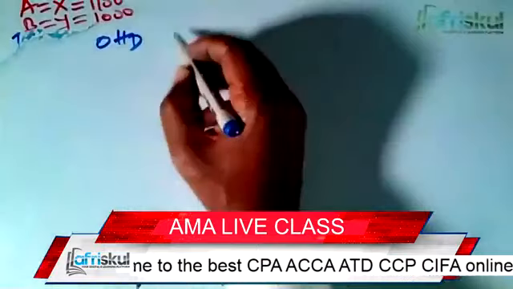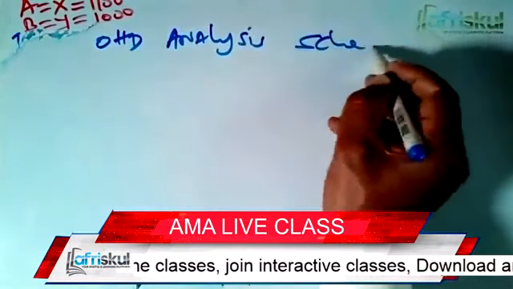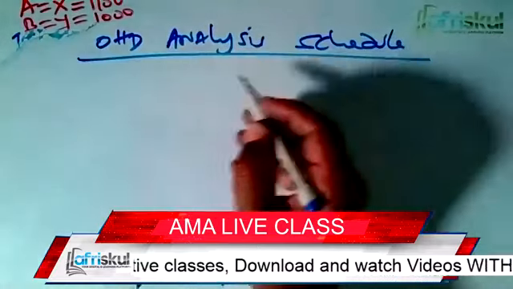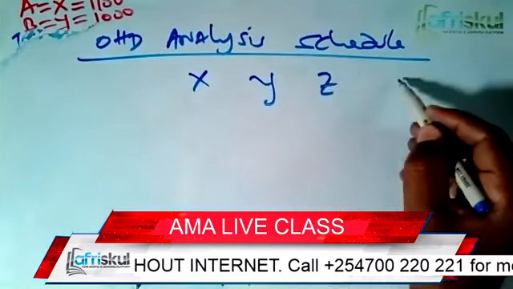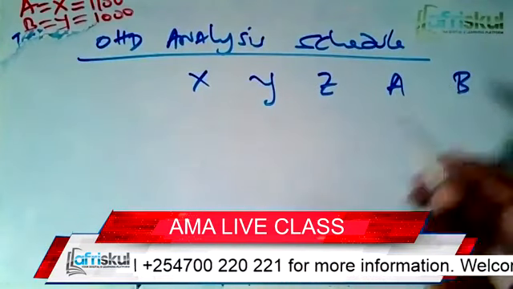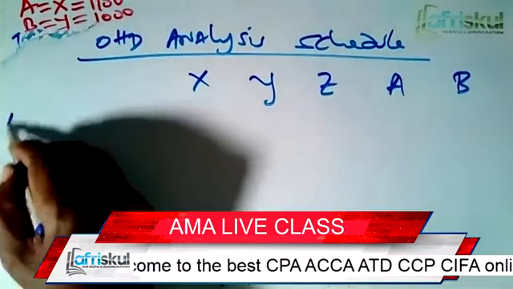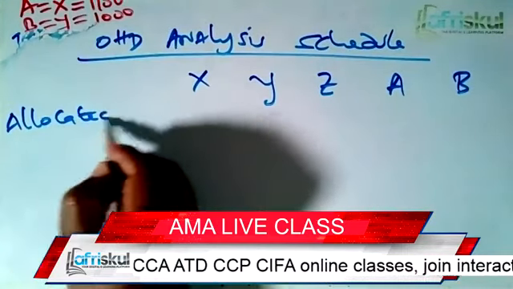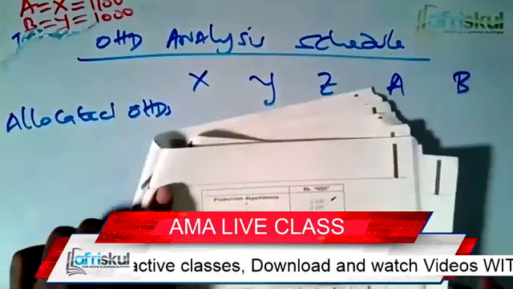Remember, they want us to give them the total overheads. So we have here the overhead analysis schedule. We have our departments X, Y, Z, and then we have A and B, the service departments. So we have what we call the allocated overheads. The allocated overheads are here.